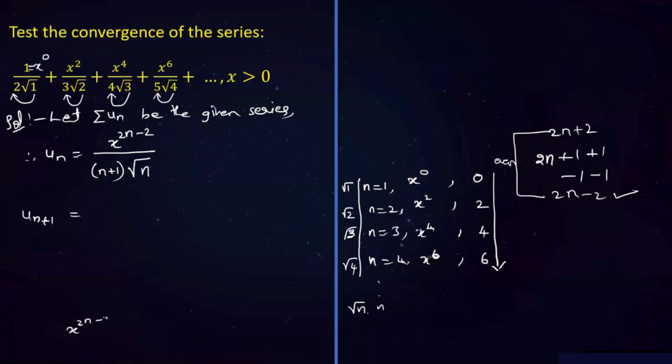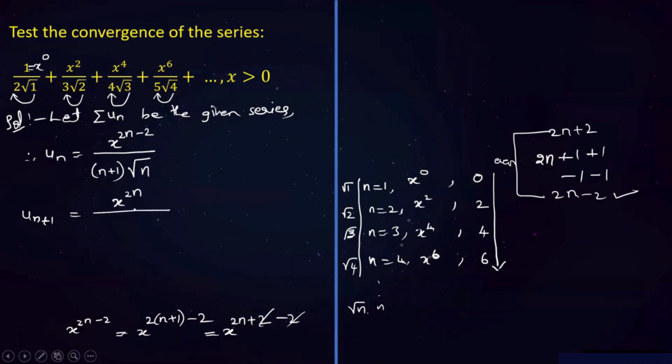It is x to the power of 2n minus 2. In place of n, if I substitute n plus 1, see what happens? x to the power of 2 times n plus 1 minus 2. If I simplify this, x to the power of 2n plus 2 is there, 2 into 1 is 2, and then it is minus 2. So these two can be cancelled out, and we'll get only x to the power of 2n, right? And in the denominator, when you substitute n equal to n plus 1, here we get n plus 1 plus 1, n plus 2. And under the root, we'll get n plus 1. So this is the n plus 1th term.